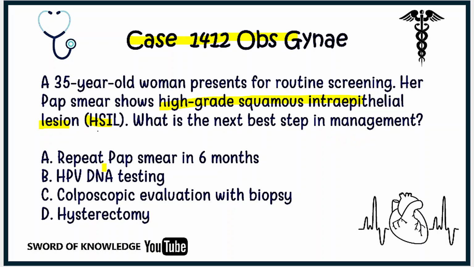Alpha, repeat pap smear in 6 months. Beta, HPV DNA testing. Charlie, colposcopic evaluation with biopsy. Or Delta, hysterectomy. I am going to give you 5 seconds so you can answer it by yourself. Yes, the answer is Charlie, colposcopic evaluation with biopsy.